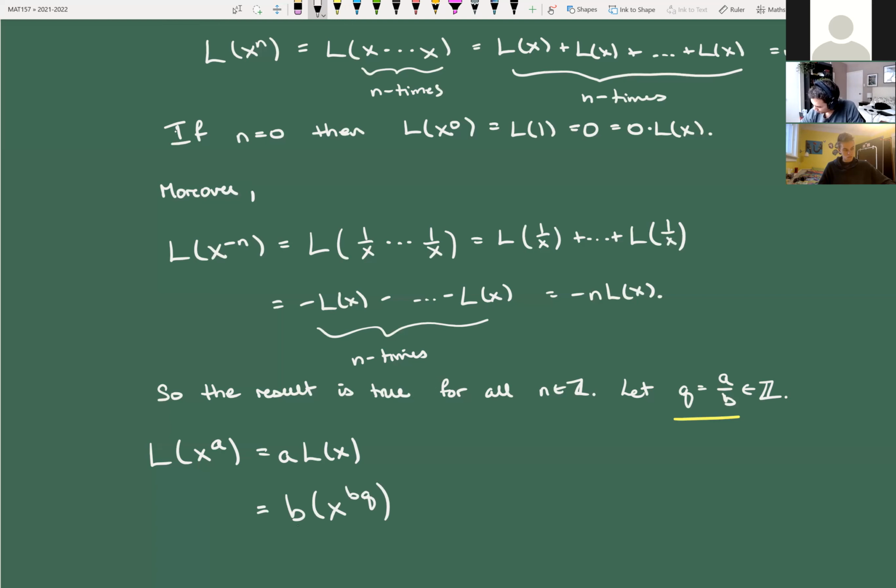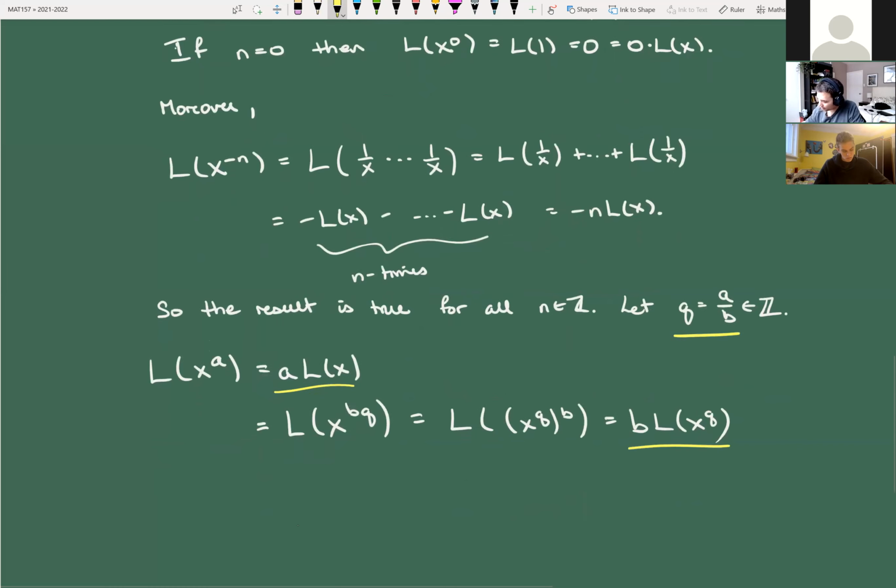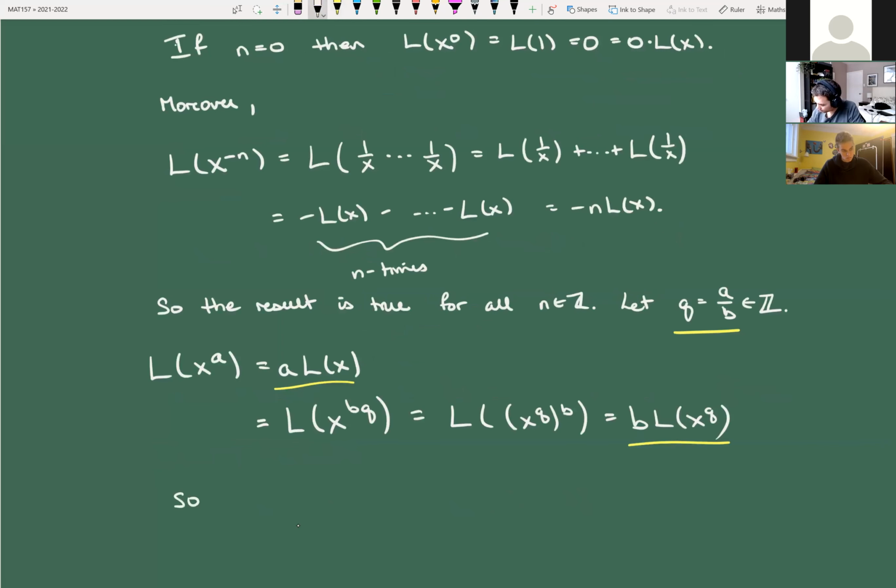And how do I want to do this? Oh, sorry, this should be an L. And the way I'm going to write this is L of x to the q, to the power of b, like that. Again, b here is a natural number or an integer if you want, so we can take it down like that. And now I'm going to take this thing and solve for L of x to the q, because that's what I'm trying to do. And that is exactly q L of x.